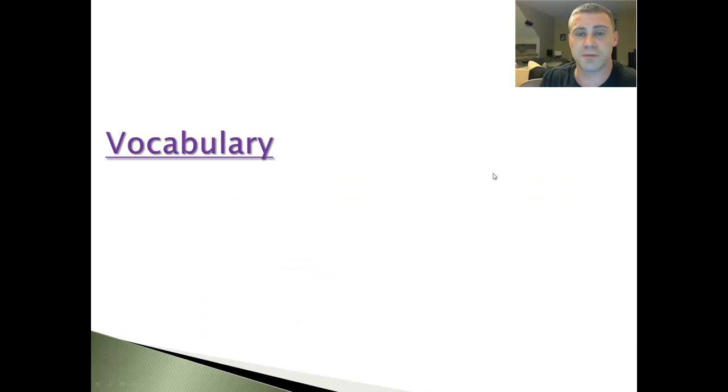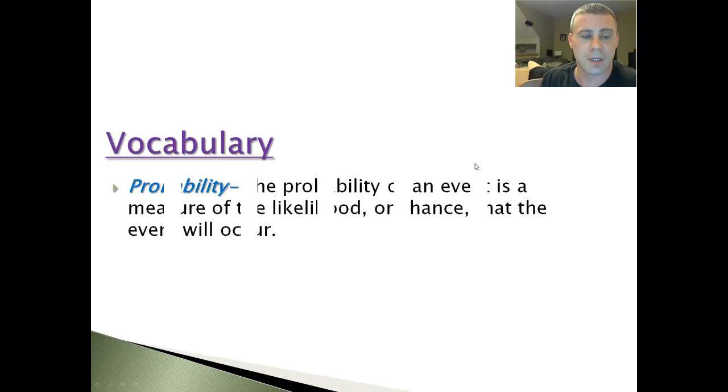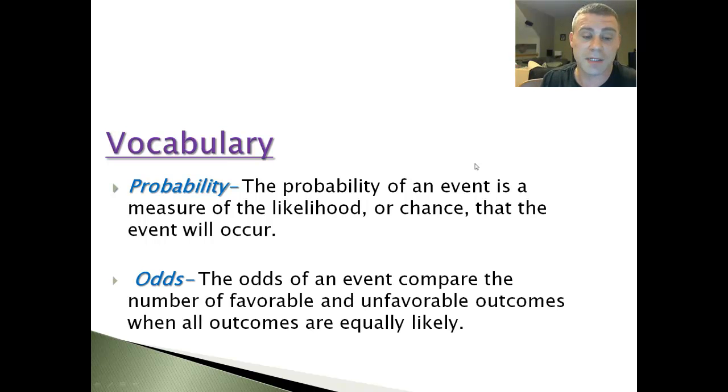And we will start off with some vocabulary, just so that you have an idea as to what the difference between probability and odds are. Now, the probability of an event is a measure of the likelihood or chance that the event will occur. This is a little bit different than odds. They're similar, but they are not the same. Odds, however: the odds of an event compare the number of favorable and unfavorable outcomes when all outcomes are equally likely.